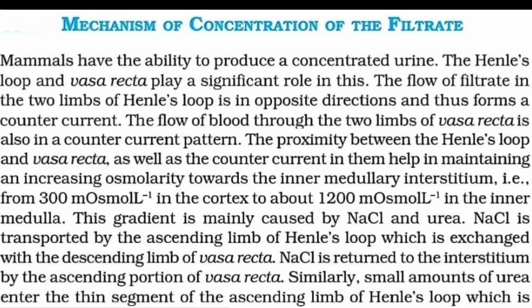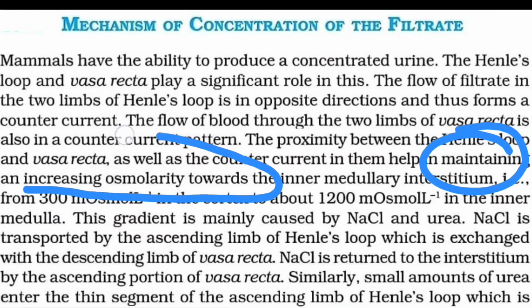The flow of filtrate in the two limbs of Henle's loop, that is the descending limb and the ascending limb of loop of Henle, is in opposite direction and thus it is forming the counter current. The flow of the blood through the two limbs of the vasa recta is also in a counter current pattern. So the proximity between the Henle's loop and the vasa recta, as well as the counter current in them, will be helping in maintaining and increasing the osmolarity.